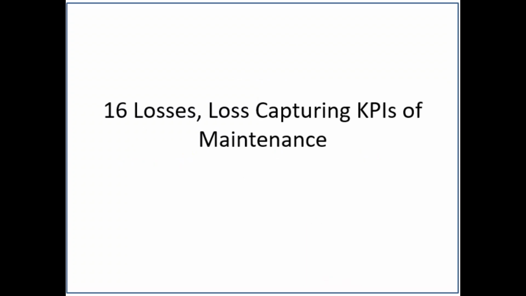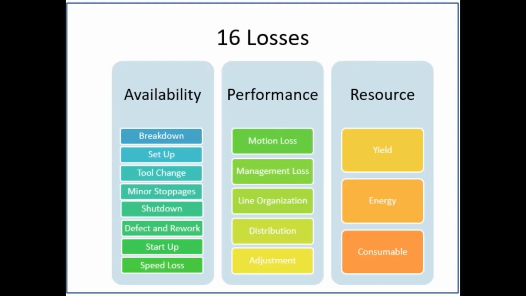Now we will try to see the 16 losses and some of the KPIs, that is key performance indicators of the maintenance. The 16 losses are basically segregated into three types: availability, performance and resource. I'll just read it for you. What are covered under availability?